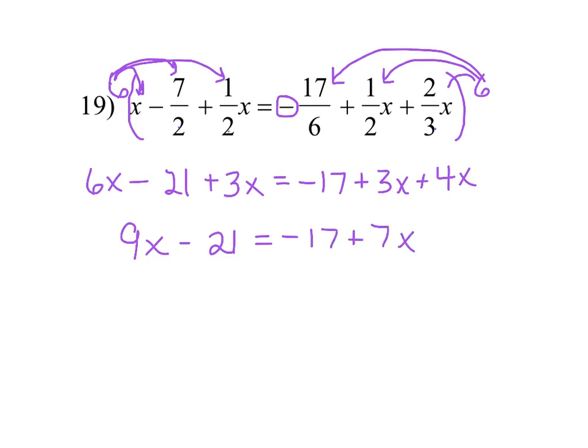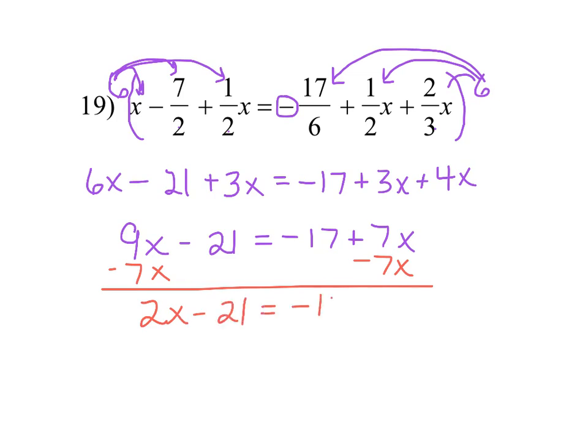And again, let me think about which one of those variables I want to move first. Do I want to move the 9x, or do I want to move the 7x? Well, in the end, in the long run, it's going to be easier for me if I move that 7x. So I'm choosing an efficient way to go about these problems. 2x minus 21 equals minus 17. And then I'll add 21 to both sides. Boom, boom, 21. And again, this is turning out nice and neat. 2x equals 4. And x equals 2.